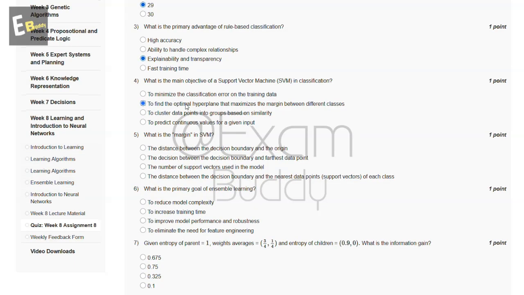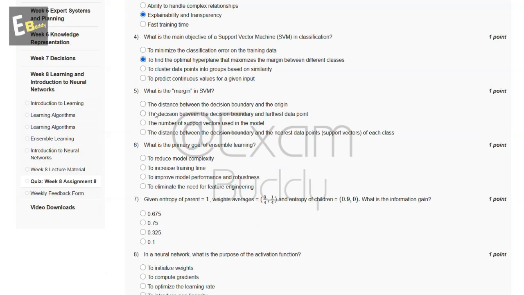Now the fifth question is what is the margin in SVM? So these are the options and the answer of our fifth question is D. The distance between the decision boundary and the nearest data points (support vectors) of each class.